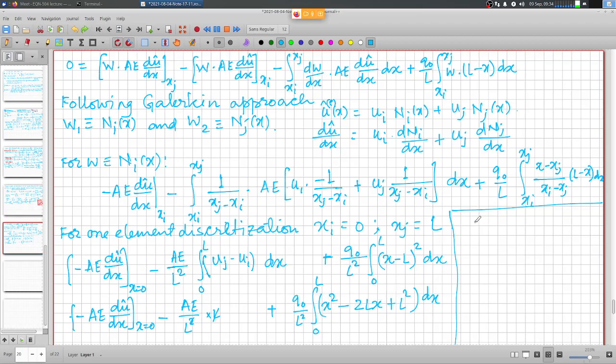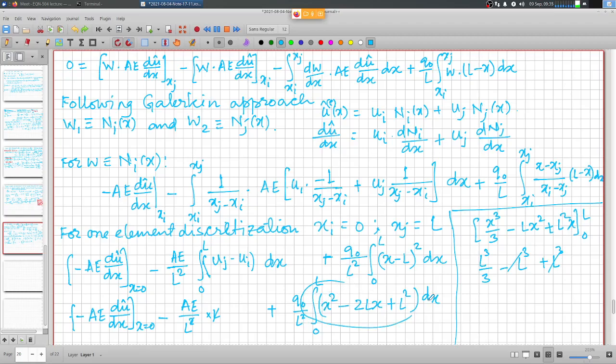And this integral would lead to x cubed by 3 minus Lx square plus L square x, 0 to L. So that would be L cube by 3 minus L cube plus L cube and minus 0. So this is simply q0 L cube by 3 divided by L square. So that is QL by 3.